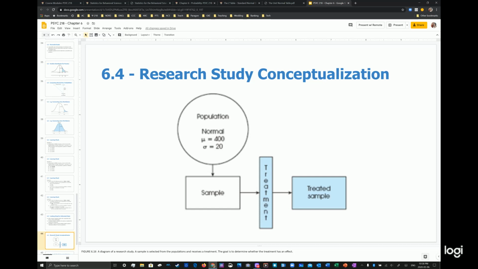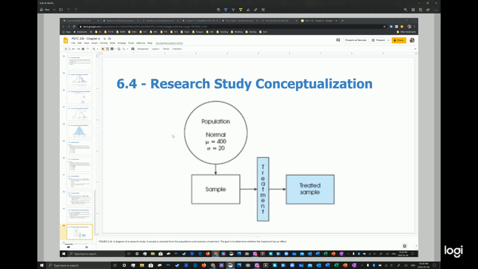Again, the concept goes like this. You get a population, and then because you can't grab everybody from the population, you get a sample.